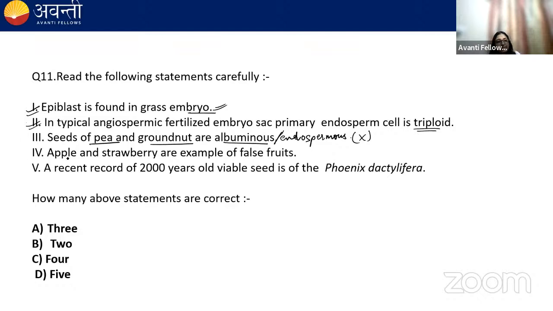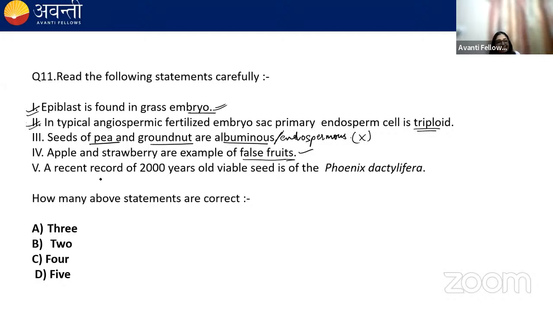The fourth statement says apple and strawberry are examples of false fruit. Absolutely correct. False fruits are those which are formed from a part other than the ovary. Generally, the ovary on maturation forms the fruit, but if the fruit is formed from a part of the flower other than the ovary, then it results in a false fruit. For example, in apple and strawberry, the other part is the thalamus. The fruit is formed from the thalamus.